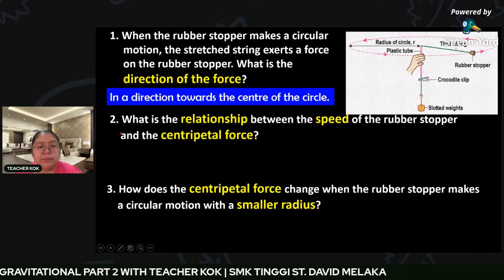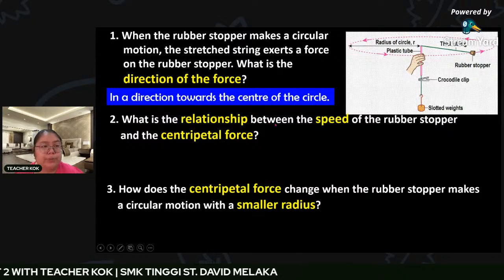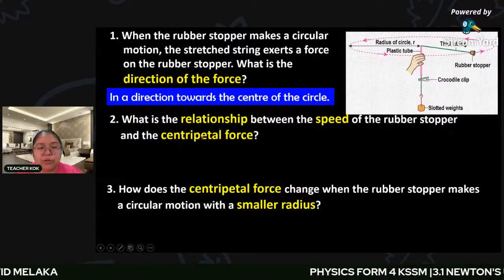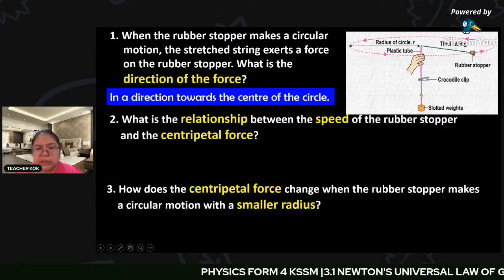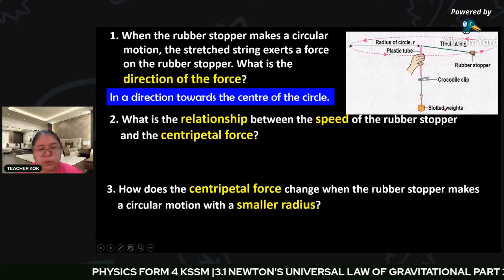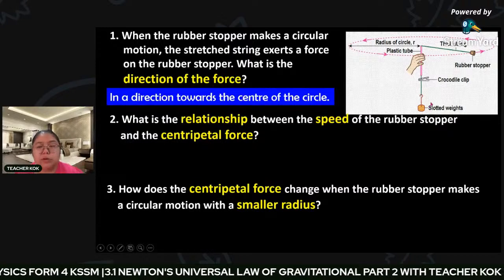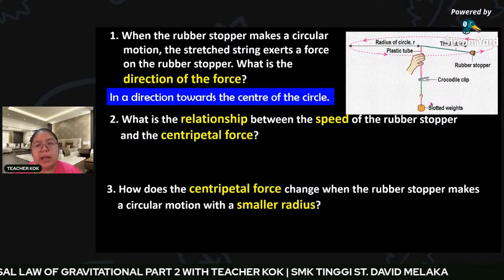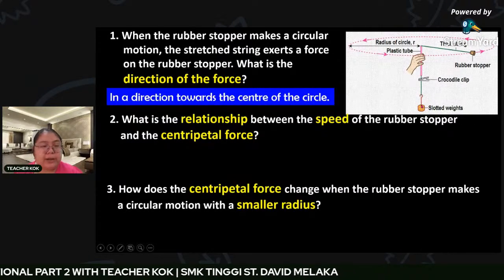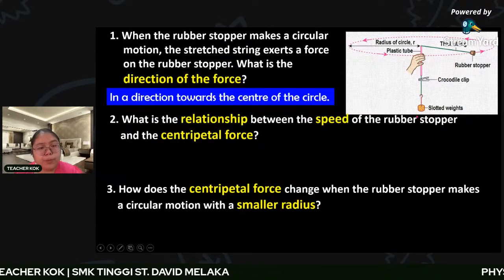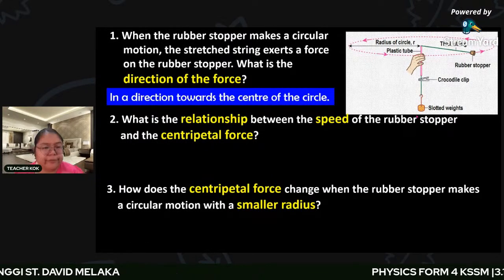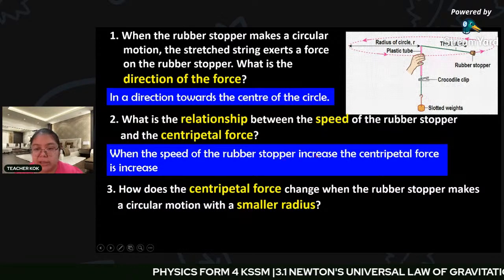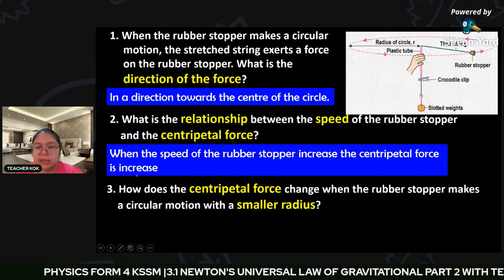Okay, so number 2 is what is the relationship between the speed of the rubber stopper and the centripetal force. How is this speed related to the force? Where does the force come from? The force comes from the slotted weight. So when you put 100 gram, when you put 200 gram, the slotted weight will affect the speed. So from here we find that when the speed is more, they will swing faster. Okay, so from here they say when the speed of the rubber stopper increases, the centripetal force increases.